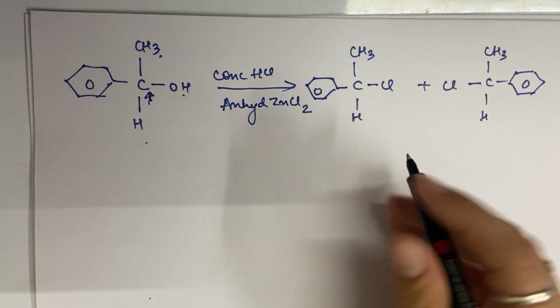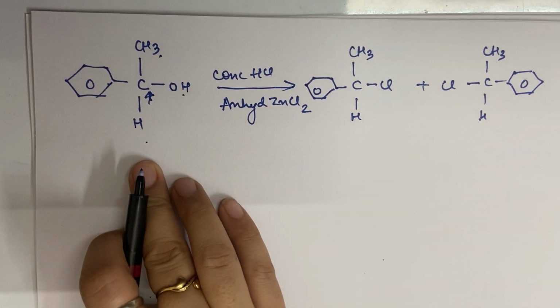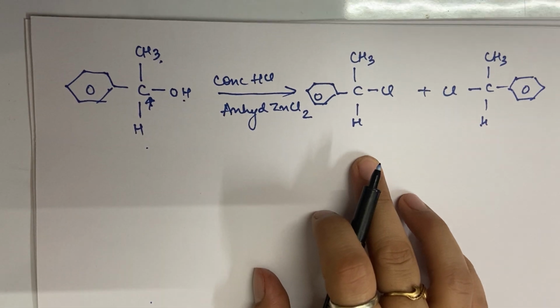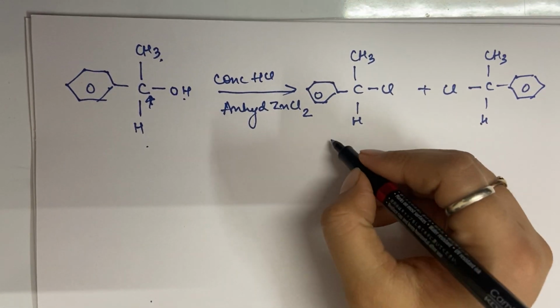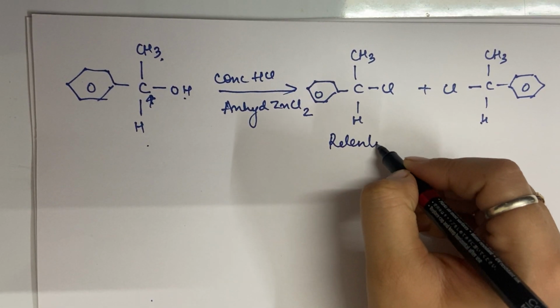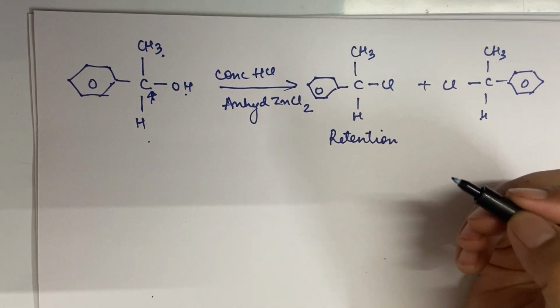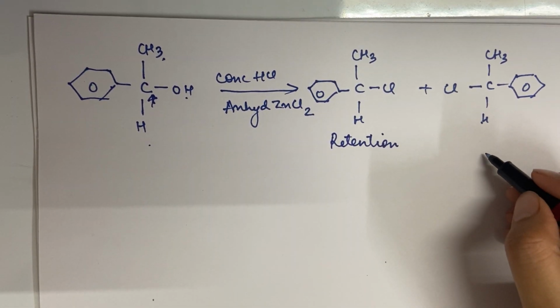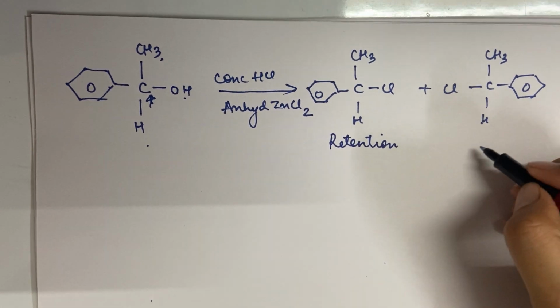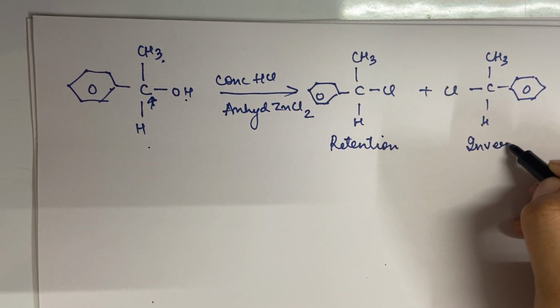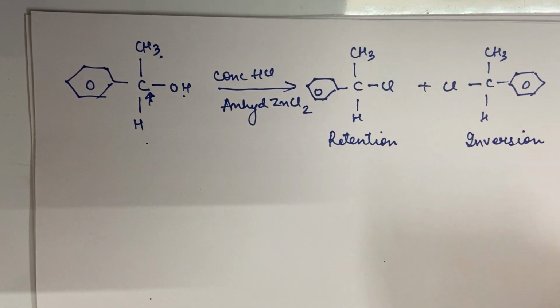So we can see that whatever the configuration of this one is, it is the same configuration in this compound. This is called retention of configuration, because the configuration is not changing, and in this compound the configuration is actually changing. That is why we can say that here inversion of configuration is taking place.